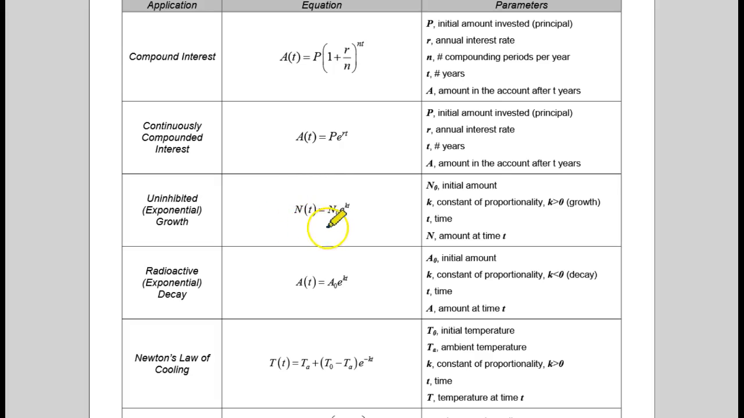Let's look here at uninhibited or exponential growth. I have some quantity equals an initial amount times e to the kt. I hope you can look at these 3 formulas and say, those pretty much look like the same formula. That's because they are. The only way they differ is what each of these initial quantities is. This one happens to be an initial invested amount. This one is an initial quantity that's growing. This one is an initial amount that's decaying. So there are similarities between all these formulas, and I hope you're able to see that.